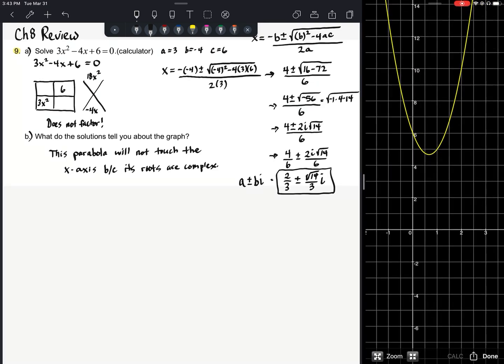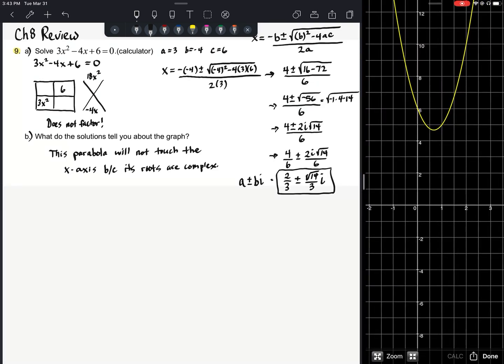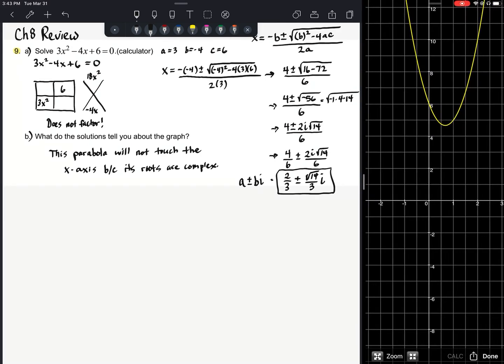You see that's why our roots are complex, because you see our x-axis down below, and our parabola here does not ever make it down to the x-axis.